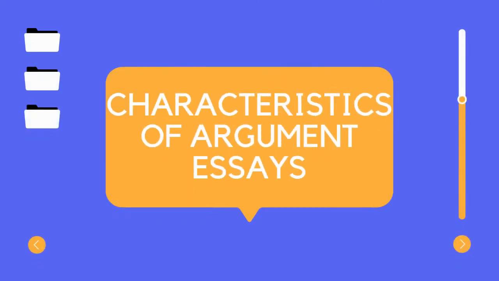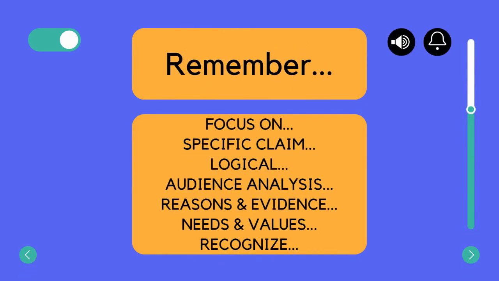So now let's look at the characteristics of argument essays. These are things I want you to remember. The argument is going to focus on arguable, narrowly defined issues, and issues of controversy, problem, or idea about which people disagree. We're going to talk about topics and how to choose an issue later on. An argument is going to have an argumentative thesis that makes a specific claim and may call for action.